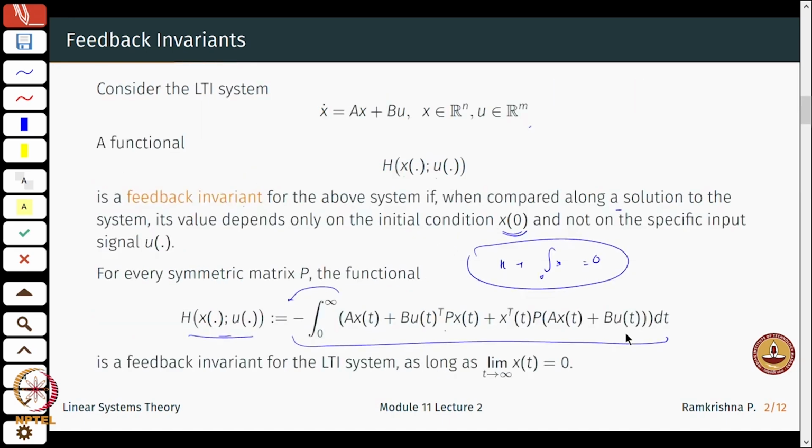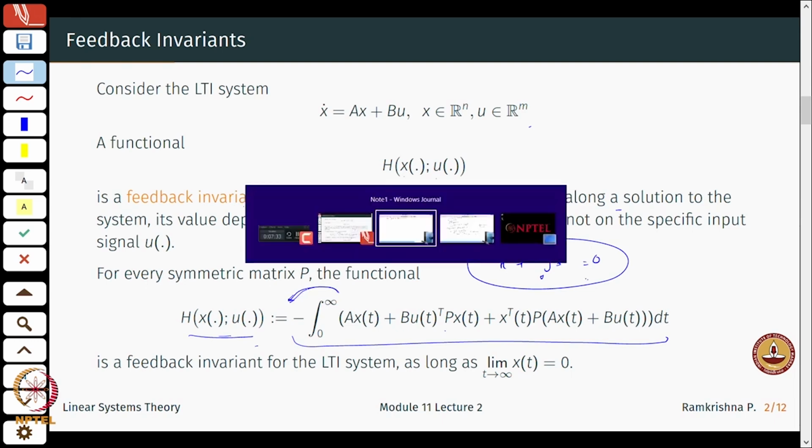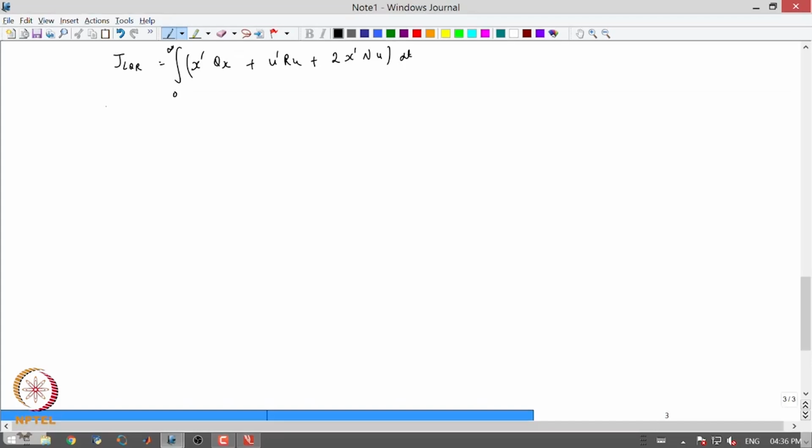Before that, let us again revisit this result. From this result what we can see is that I can just take this to the left hand side, and I can write this as h plus the term in the integral is equal to 0. So I will just exploit this relation and use it for the proof. So this J_LQR now can be written in the following way.